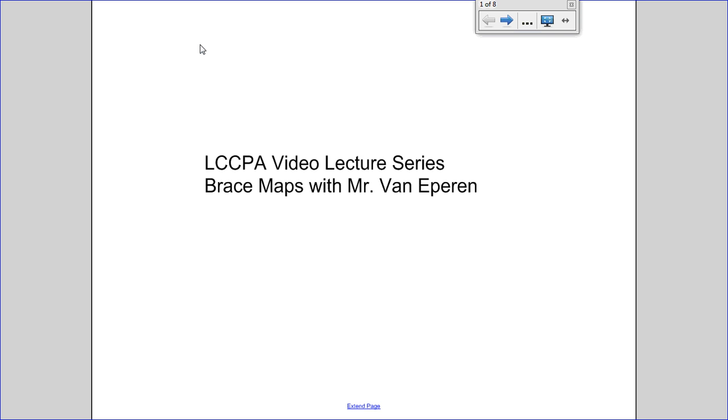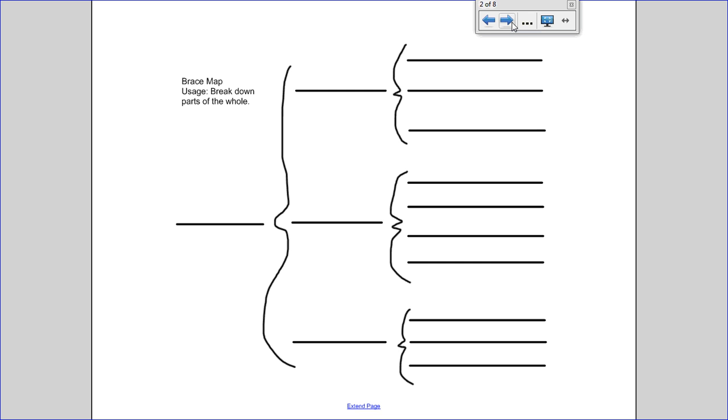Today we are going to be working in your active literacy model, and you're going to learn today about how to use a brace map. A brace map looks just like this. You see here, its usage is to break down parts of a whole, so we're going to go over that.